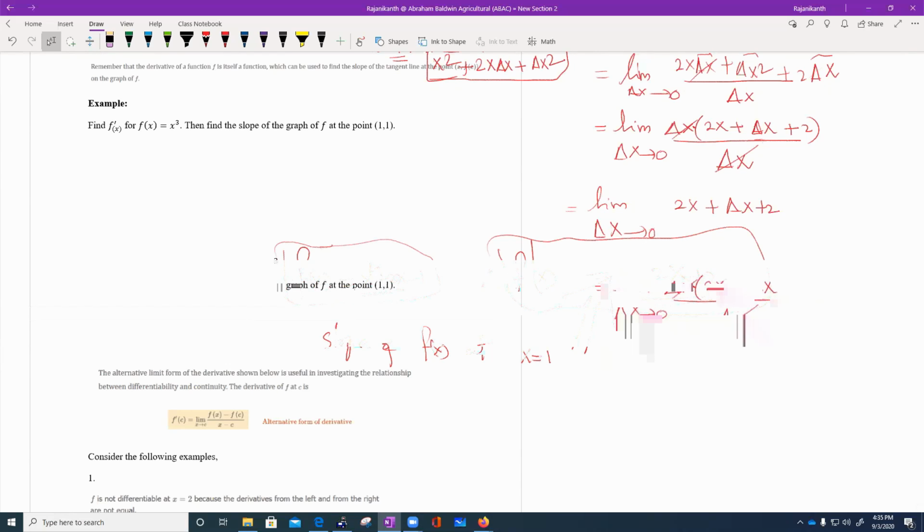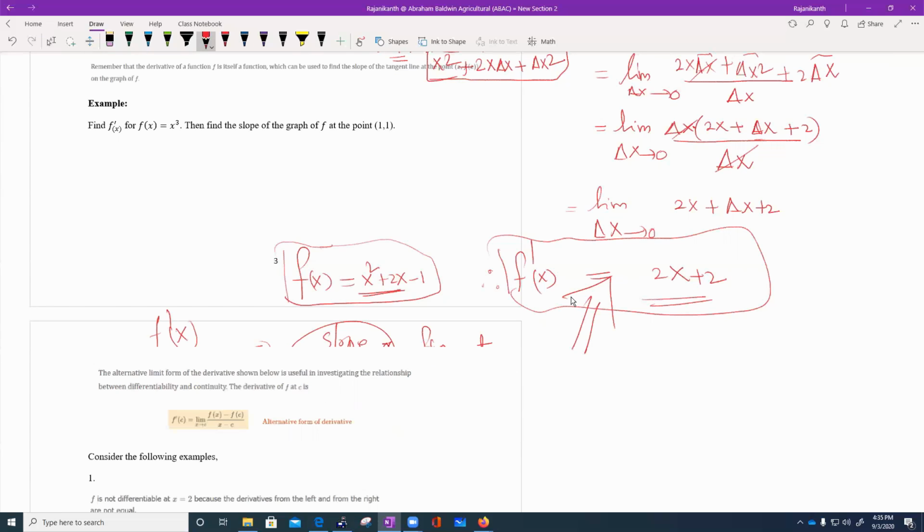Plug 1 into the derivative. Exactly. Plug 1 into the derivative. Remember, slope of f(x) means nothing but the derivative of f(x), which is simply f prime of x, right? They are asking us to calculate f prime of x at x equals 1. So we have the tool now.